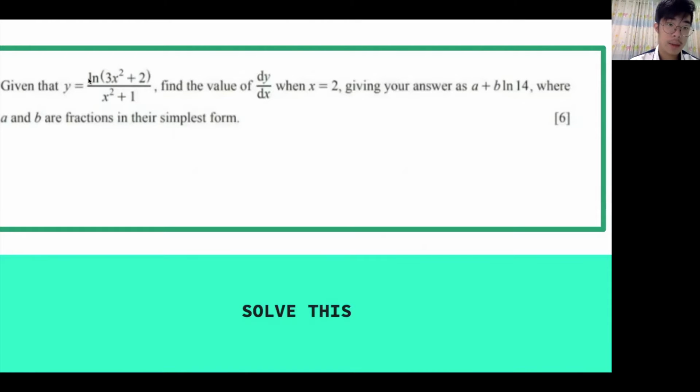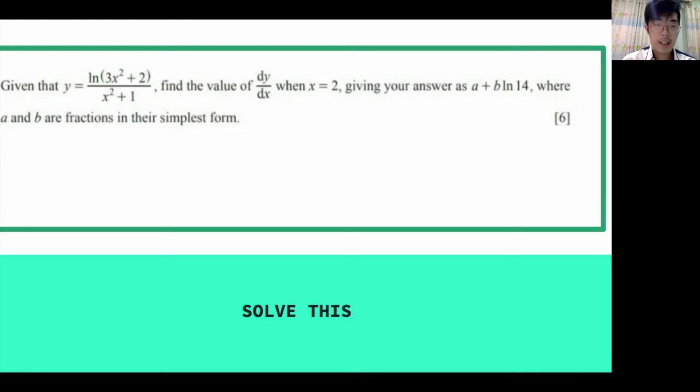Given that y is equal to ln((3x squared plus 2) over (x squared plus 1)), find the value of dy over dx when x is equal to 2, giving your answer as a plus b ln 14, where a and b are fractions in the simplest form. And this is a 6-point question, so it's going to be quite challenging.